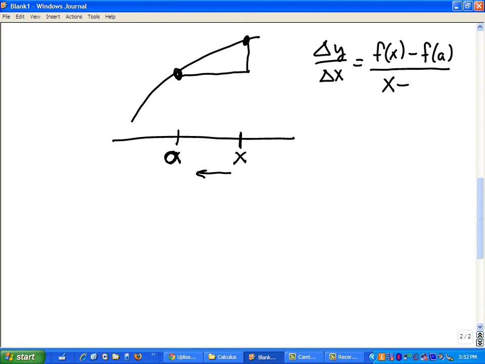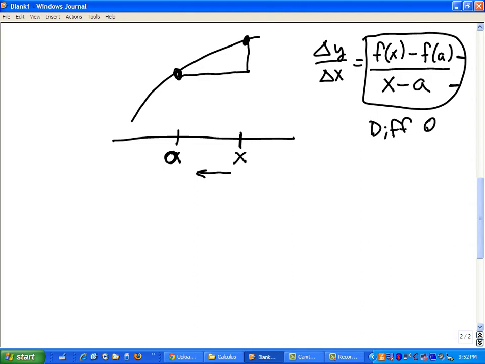Well, to me, this makes a lot more sense, because I look at that thing and I say, oh yeah, that's a slope, obviously. I obviously see a change in the y values on top divided by the change in the x values on the bottom. And this difference quotient, this also is a difference quotient.